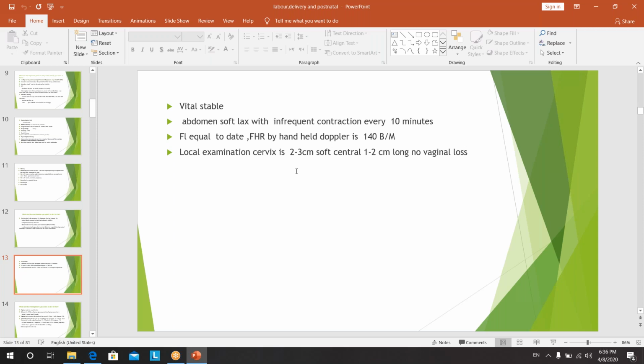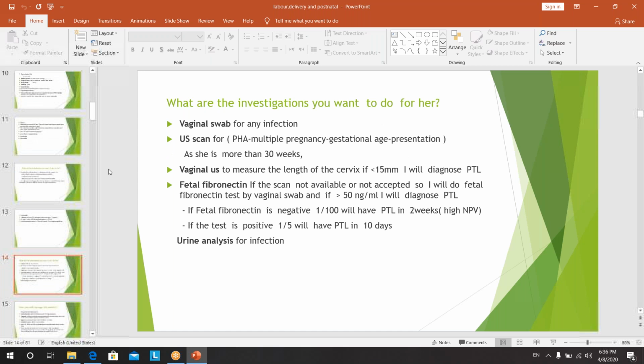This is some cervical channel. So this is suspected preterm labor. What will you do? The examiner will ask you now, what is the investigation you want to do for this patient? Now you want to diagnose preterm labor according to the NICE guideline for preterm labor.